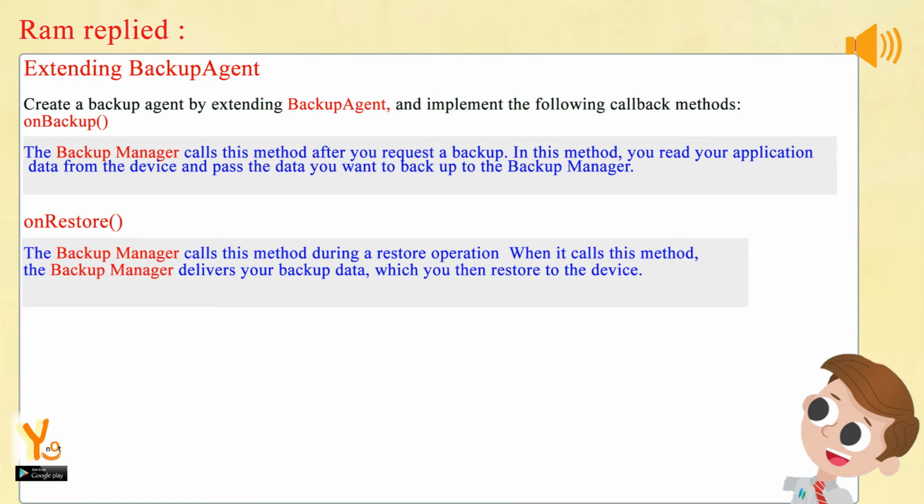Extending the backup agent. Create a backup agent by extending BackupAgent, and implement the following callback methods. onBackup. The Backup Manager calls this method after you request a backup. In this method, you read your application data from the device and pass the data you want to backup to the Backup Manager. onRestore. The Backup Manager calls this method during a restore operation. When it calls this method, the Backup Manager delivers your backup data, which you then restore to the device.